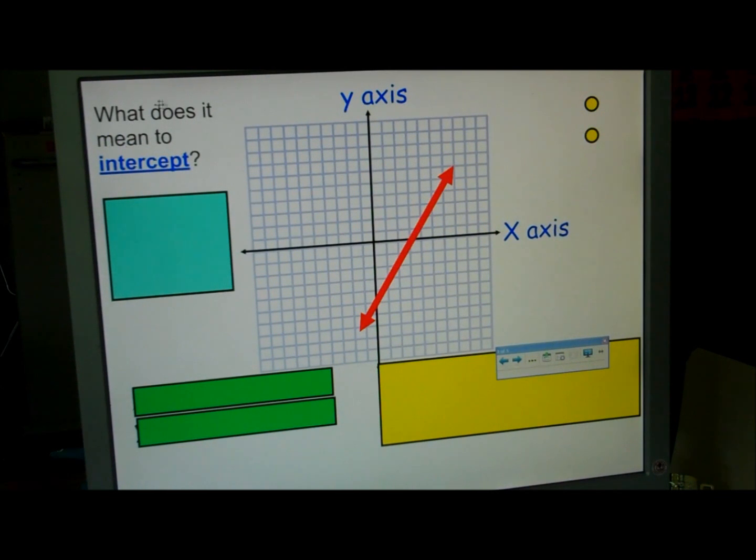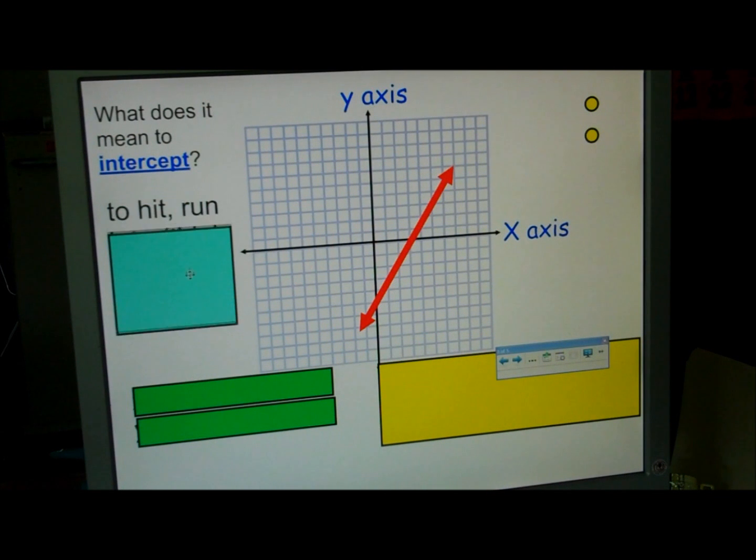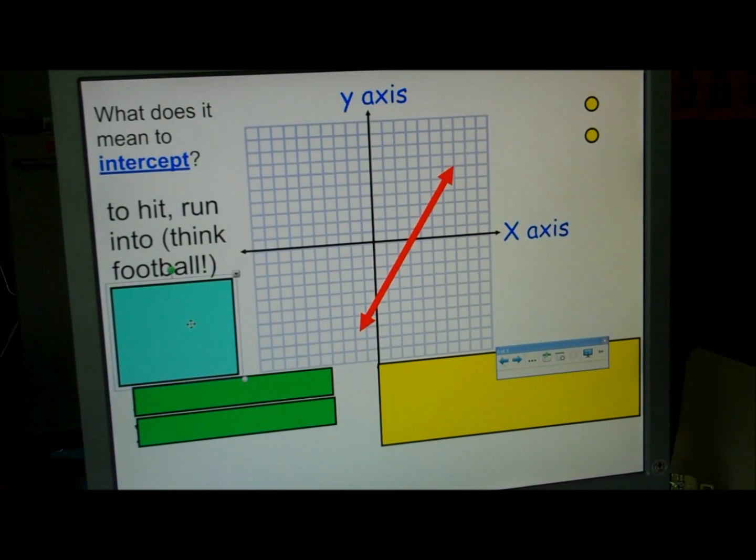Now we need to find some intercepts. Well, I want you to first think about what the word intercept means. Okay? Think about football. All my football people out there. What does it mean when you get an interception? It means that these two collide. So we want to know, where does this linear equation collide with the y-axis and the x-axis? So here we go. All my football people, intercepts. To hit, run into, think football. All right, so we know that it's going to be this point and this point. So I'm going to put a little dot right there.